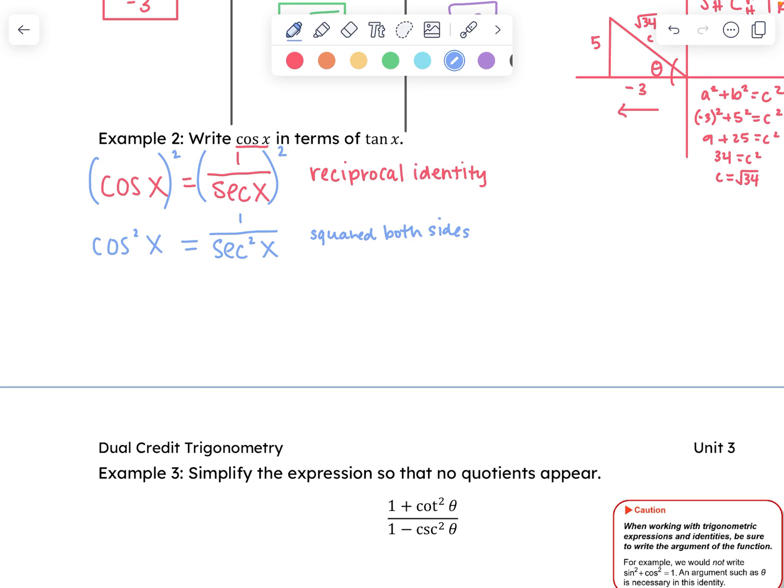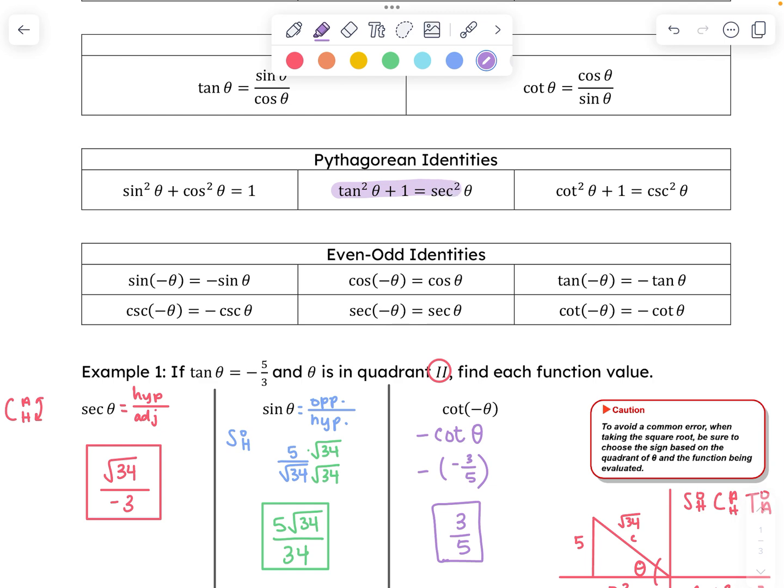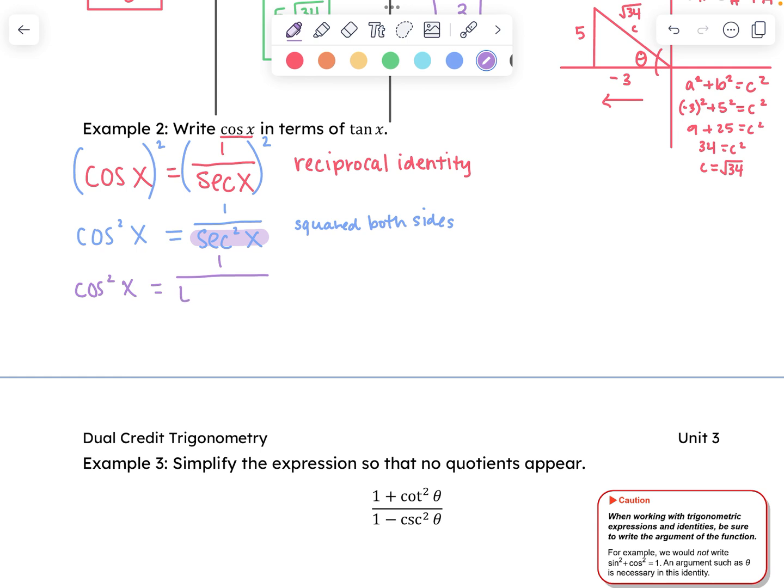From here is where I can replace this with that Pythagorean identity that we have right here. So the left side still says cosine squared x, but the right side is now going to be 1 over tangent squared plus 1. So this is using my Pythagorean identity.